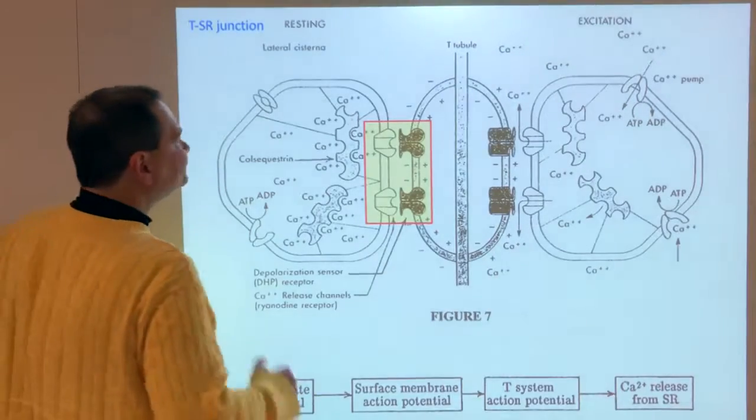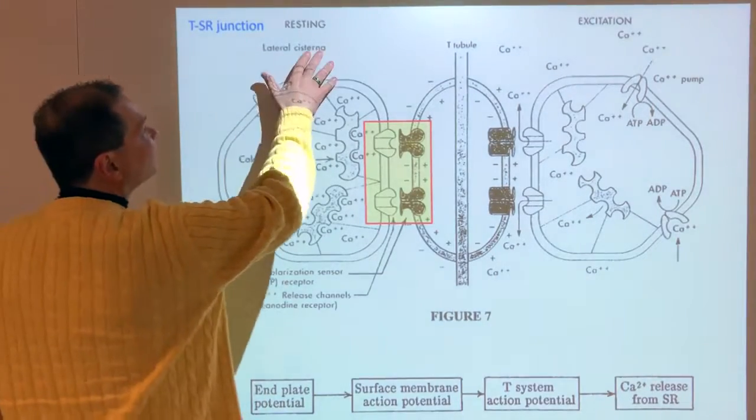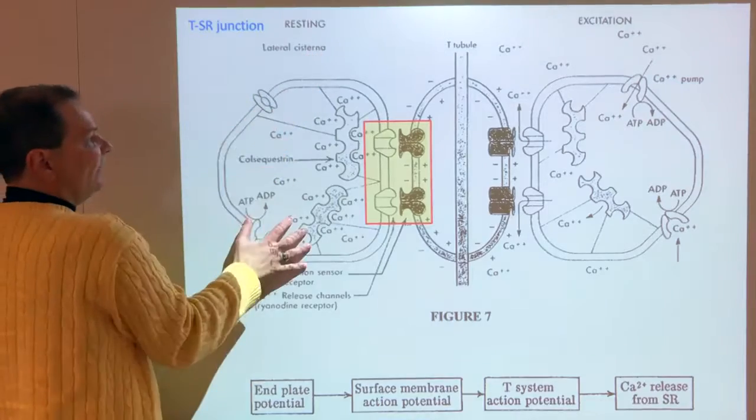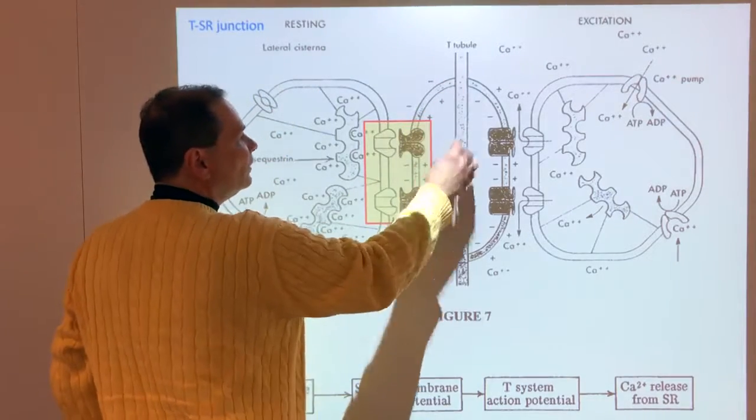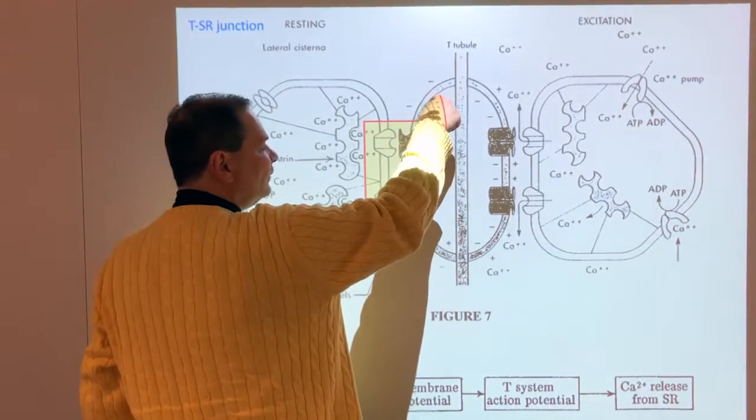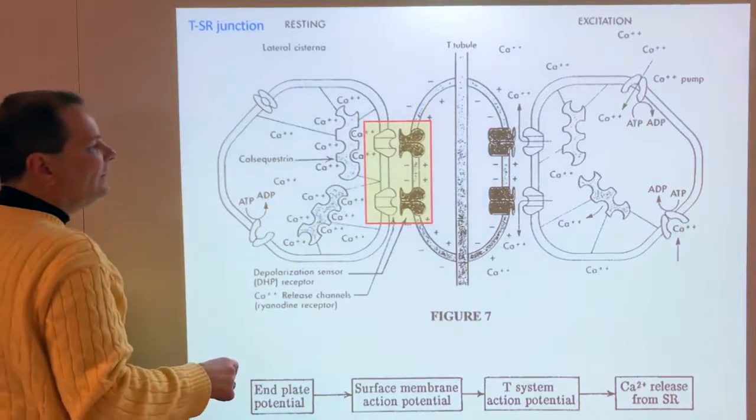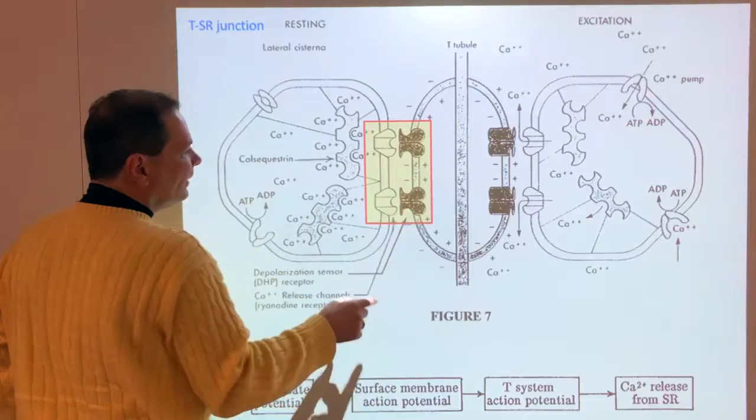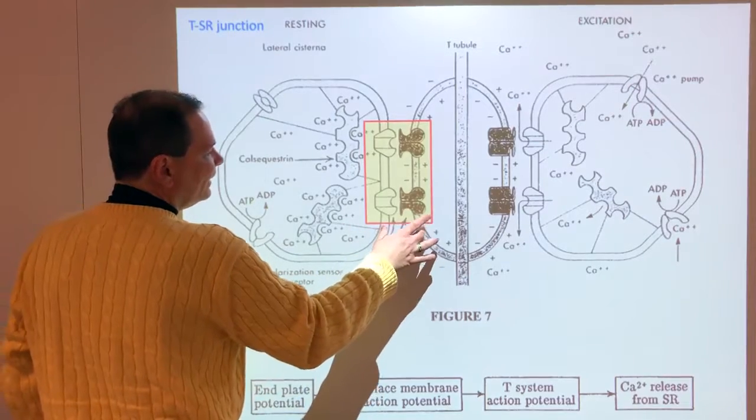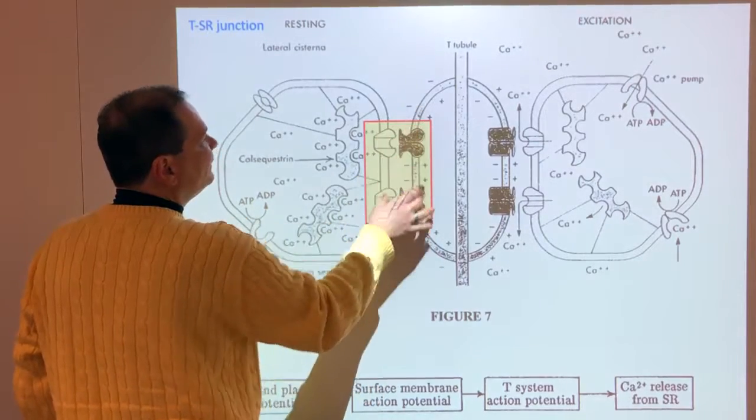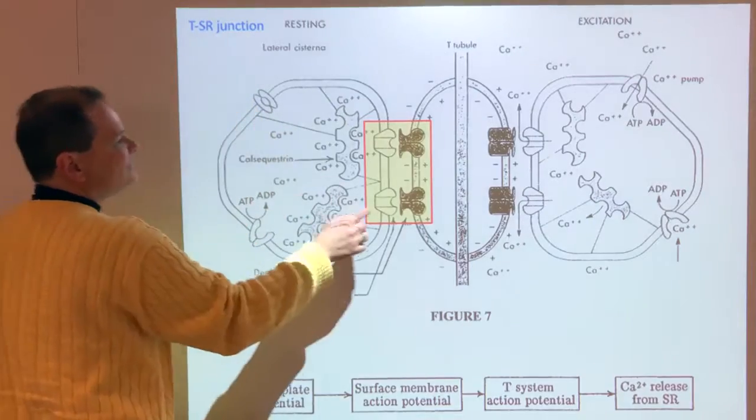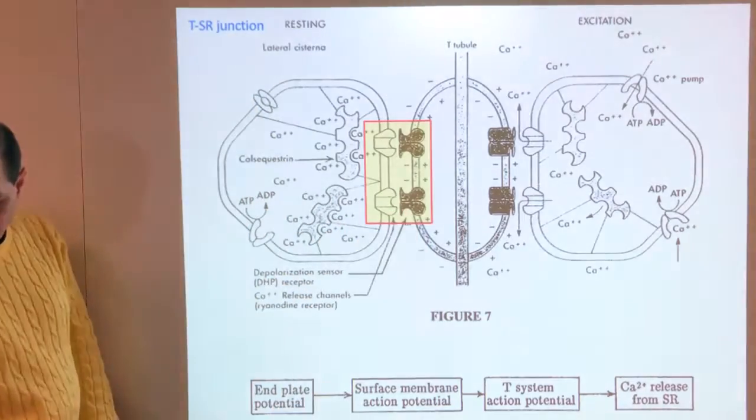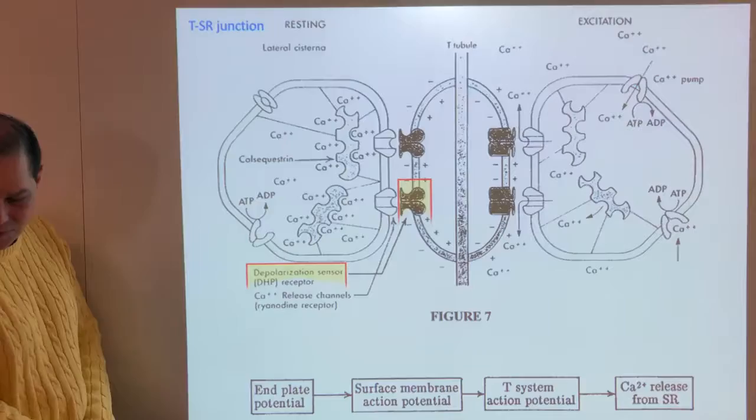So here is your lateral cisterna, your lateral sacs of SR. Here is your T-tubule. Your action potential is coming down the T-tubule, okay? And it is exciting the membrane here, and see where the lateral sac comes right close to the T-tubule. This is the T-SR junction, and this is where all the action takes place for excitation-contraction coupling.